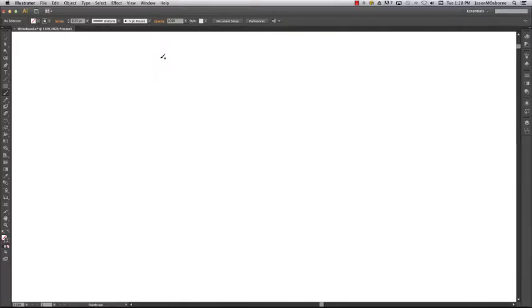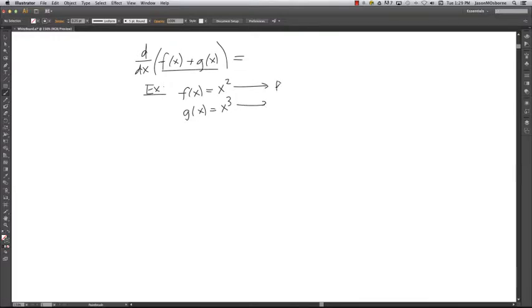This is a really quick video on how to do the sum rule for derivatives. What we mean by that is, if you have a function f of x and g of x and you add them together, what is the derivative of those two functions added to each other? So for example, if f of x is x squared and g of x is x cubed.